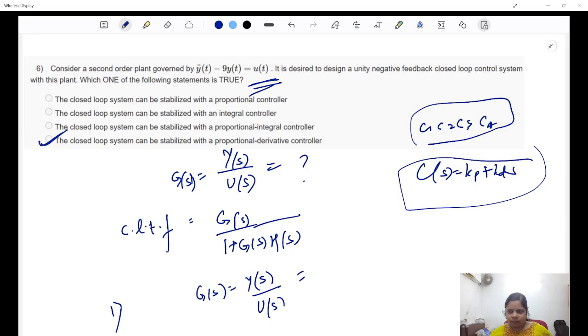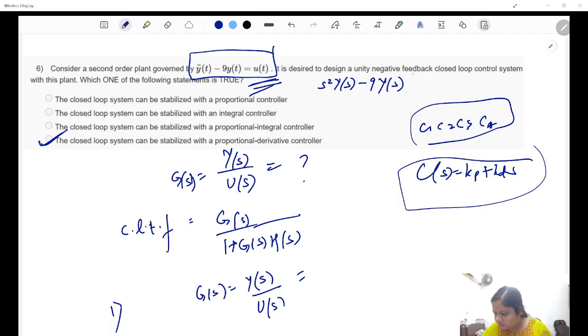Repeat the question. I'm just asking what is the Laplace transform of the differential equation given in the question. That's it. Ma'am, s square Y of s minus 9 Y of s equals U of s. Right. So from here, your Gs, Ys upon Us, is 1 upon s square minus 9.